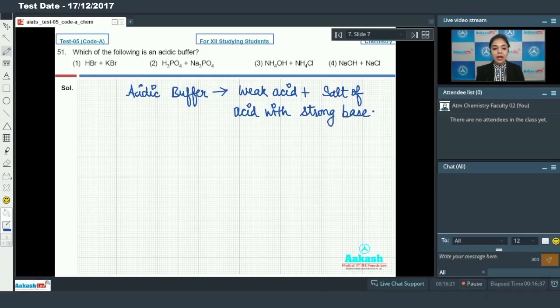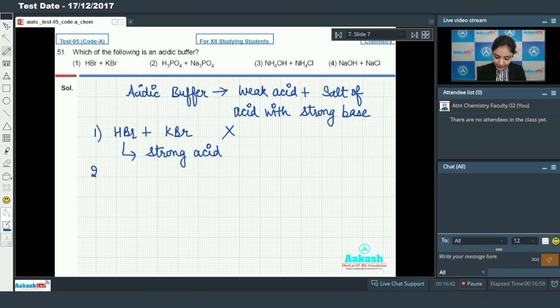So now find out acidic buffer in the options. In the first option you have HBr and KBr. As you know, HBr is a very strong acid. So the acidic buffer condition, that it should be a weak acid, is not fulfilled. So this option is incorrect.